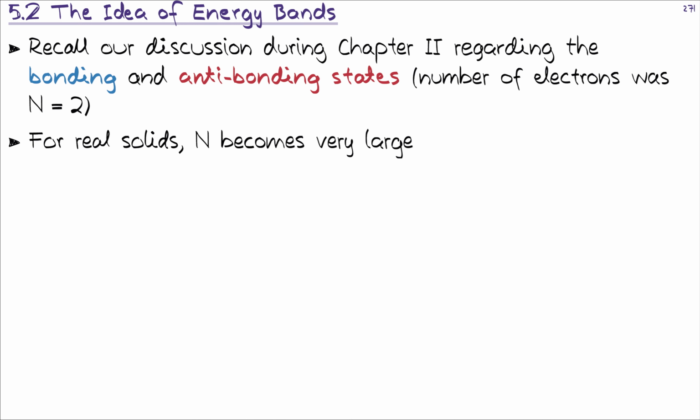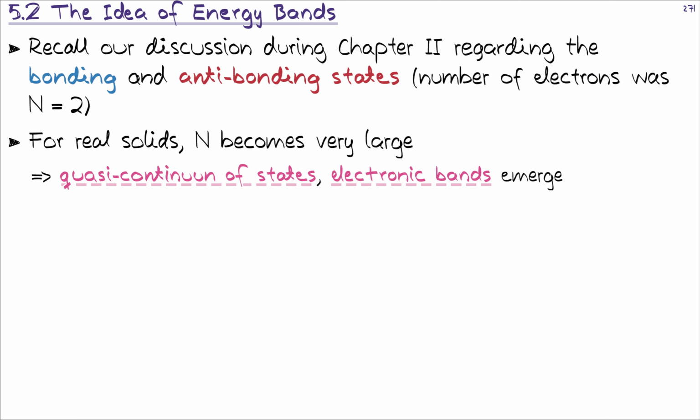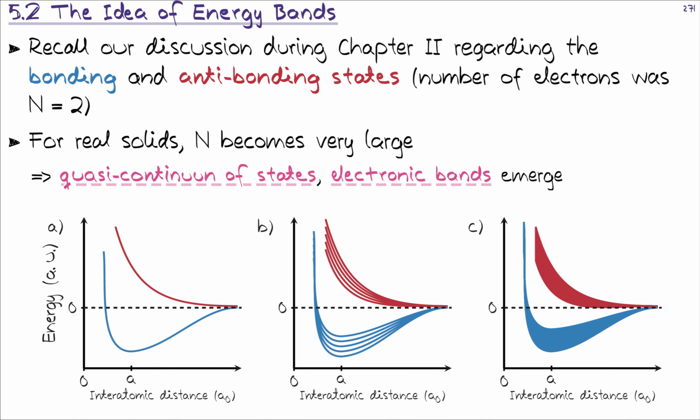And what that does to the formation of bonding and anti-bonding states is that we no longer have discrete sets of energies or states, but rather a quasi-continuum of states that we're dealing with. And then the electronic band structure emerges subsequently. So in essence, I'm trying to clarify that in this figure of ours.